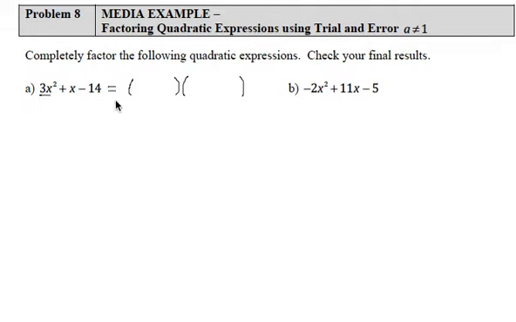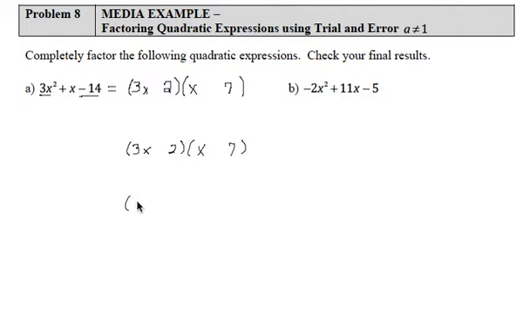The only things I can multiply to get 3x squared are 3x and x. So I have no choices there. The choices are going to come in with the minus 14 at the end. So I'm going to start on that with some combination of 2 and 7. And I'm going to write a second combination down here, 2 and 7.